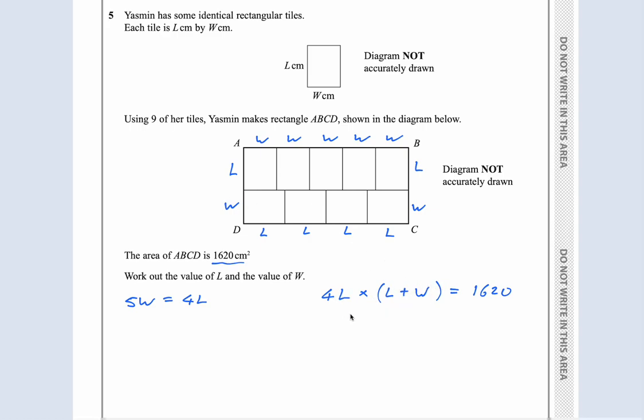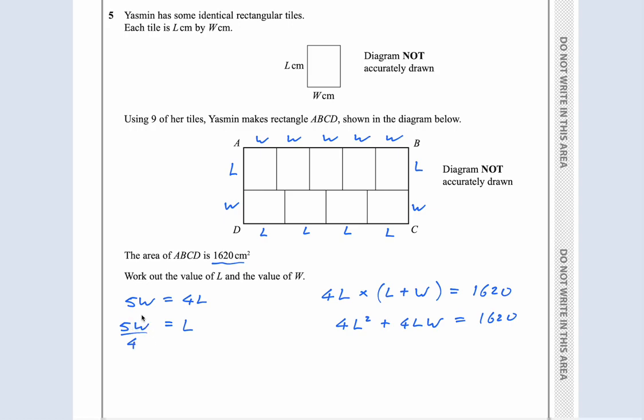So I'm going to multiply this out, and we get 4L times L is 4L squared, and 4L times W is plus 4LW, and this equals 1620. So what I'm going to do is change L. I'm going to use this equation and write L in terms of W. So L is 5W over 4.